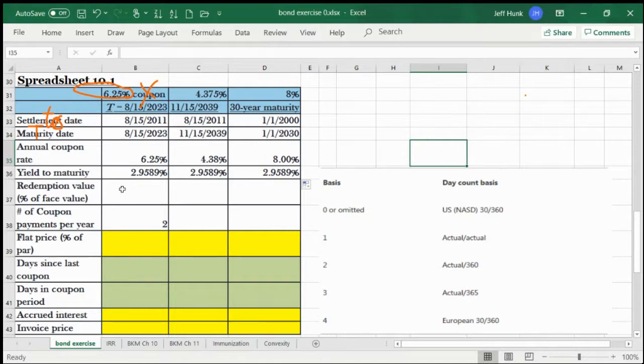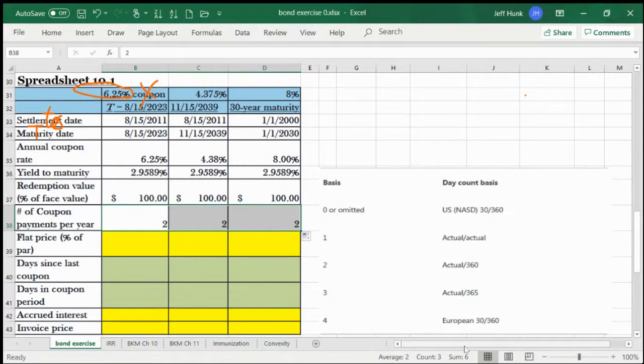Now, redemption value, as a percentage of face value, is always 100. I already formatted all these cells as dollars. Once I enter 100, I'm going to copy it across, because they all have $100 redemption value. Number of coupon payments per year is semi-annual for all of them, as long as they pay coupons.